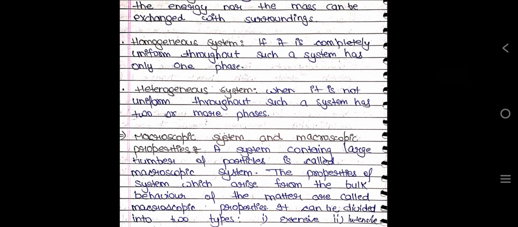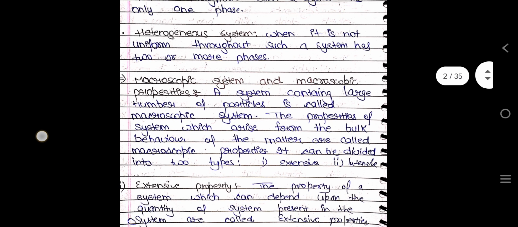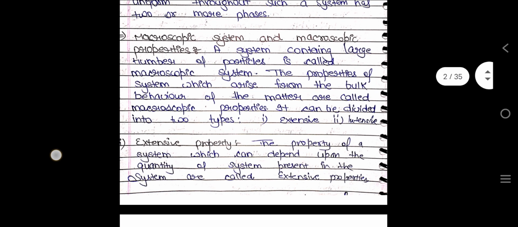System. The part of the universe in which heat change occurs is known as a system. Surrounding. The remaining part of the universe in which heat change occurs is known as surrounding. Boundary. Anything which separates system and surrounding.